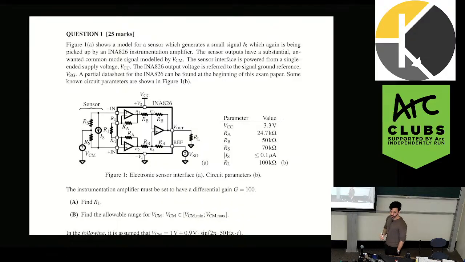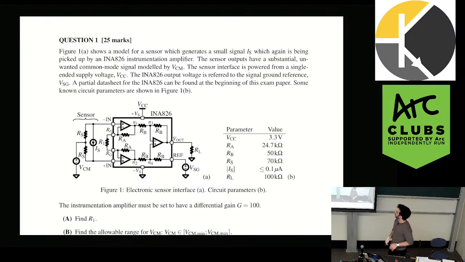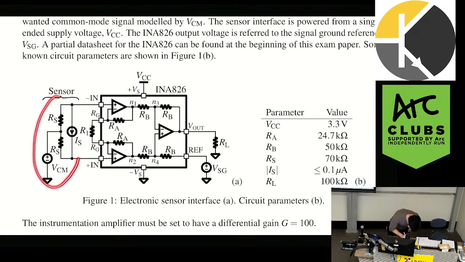There is a lot to unpack here. So I'm probably going to go through it how I would go through a question which is a little overwhelming like this. So let's read it. Figure 1a shows a model for a sensor which generates a small signal IS, which again is picked up by an instrumentation amplifier. So the signal they're referring to would be this signal here.